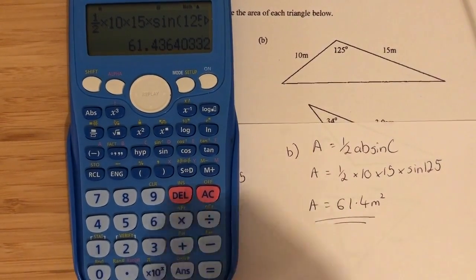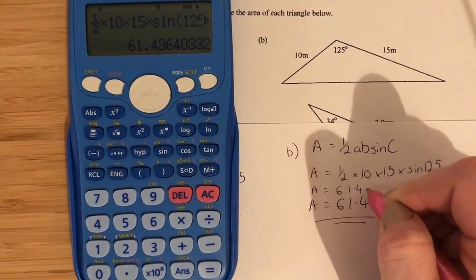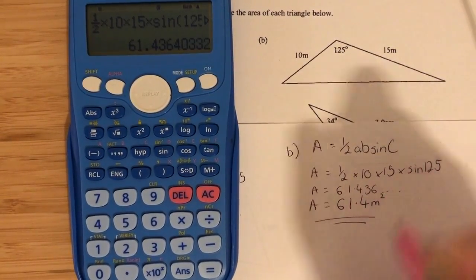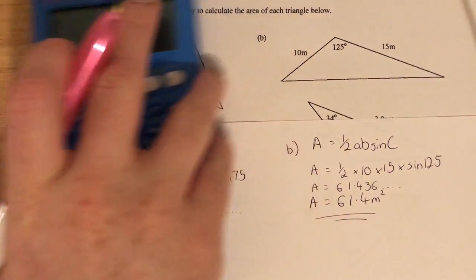Oh, I did exactly what I didn't want you to do. I wanted you to show an unrounded answer first, 61.436..., and then you put in the rounded answer. Right, we're going to move on.